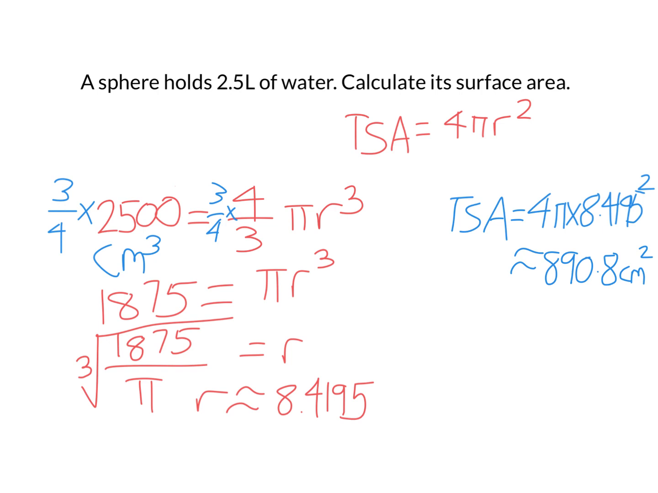So once again, if you want to find a dimension, like a side length from a measurement, start by writing the formula, substituting everything you know, and rearranging to find what you don't know.